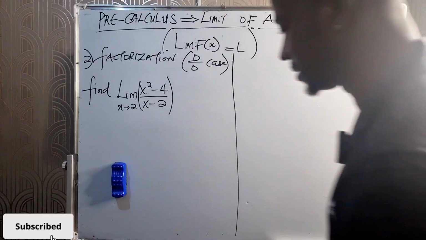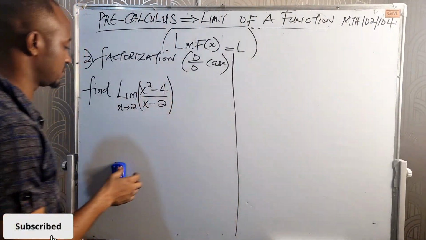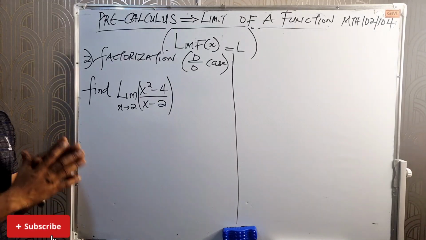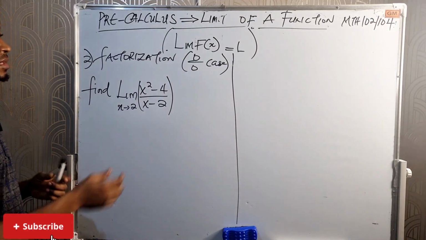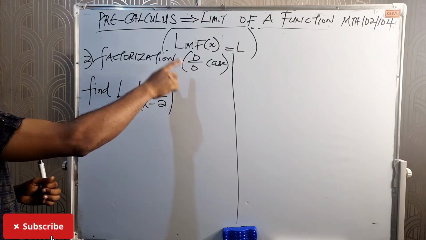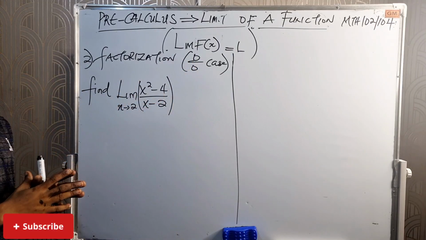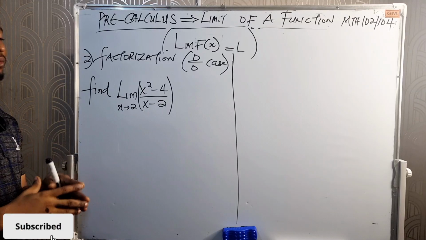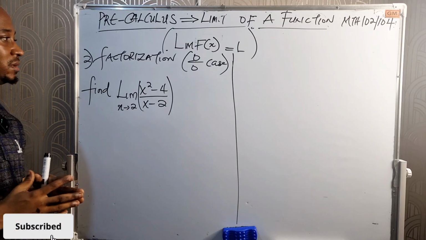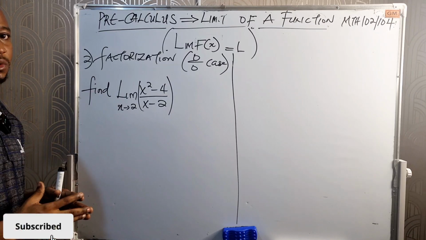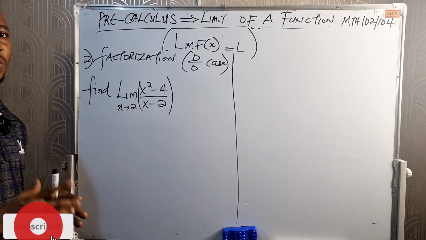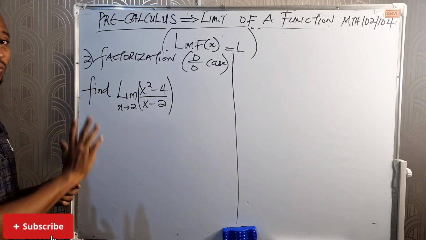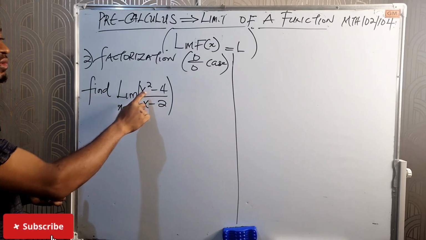Okay, let's look at what we call the factorization method. Whenever direct substitution gives an indeterminate form like 0 over 0, or an undefined form, it means we can no longer use direct substitution. We have to look out for other methods. We can either factorize the function or rationalize it. The only time we can rationalize is when we have square roots in the function. There are no square roots here, so what we just need to do is factorize.